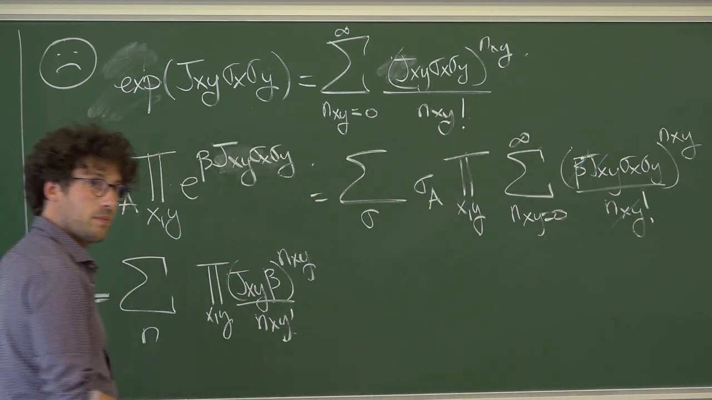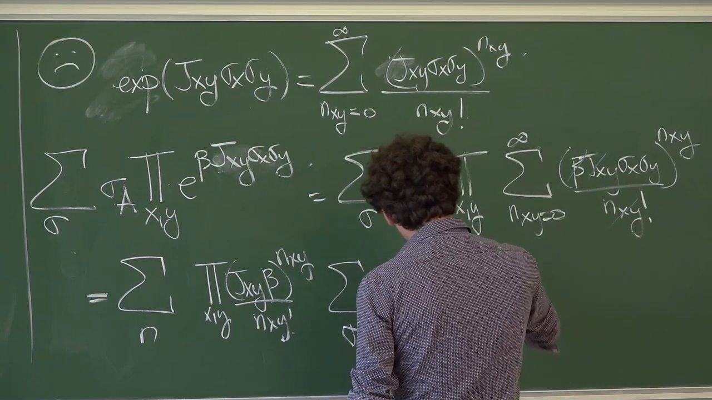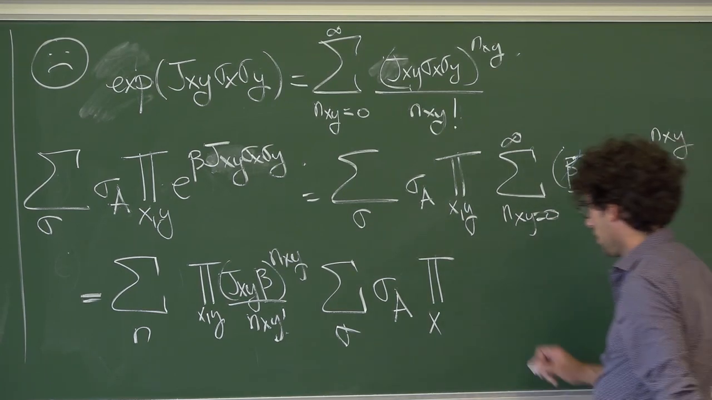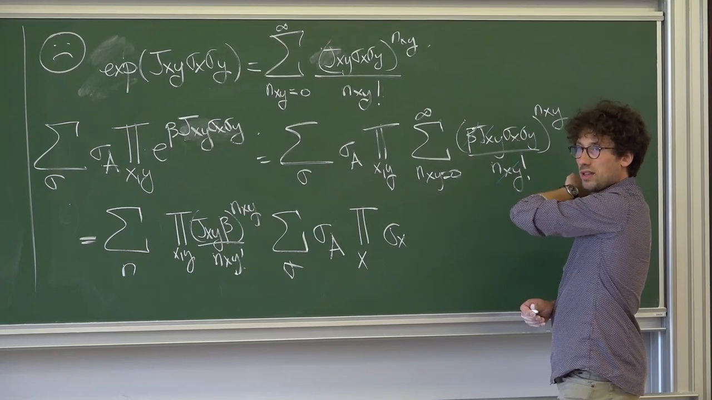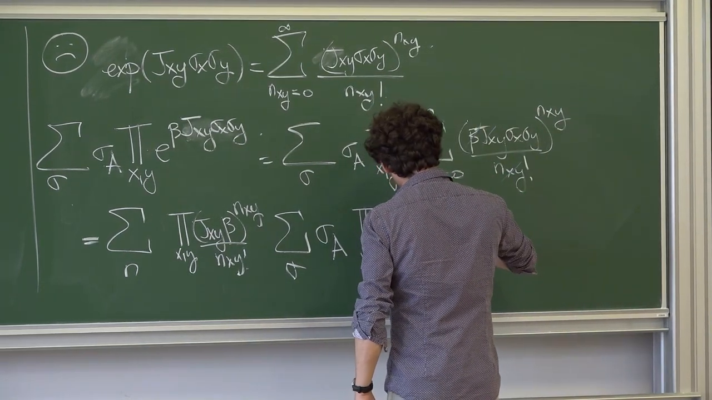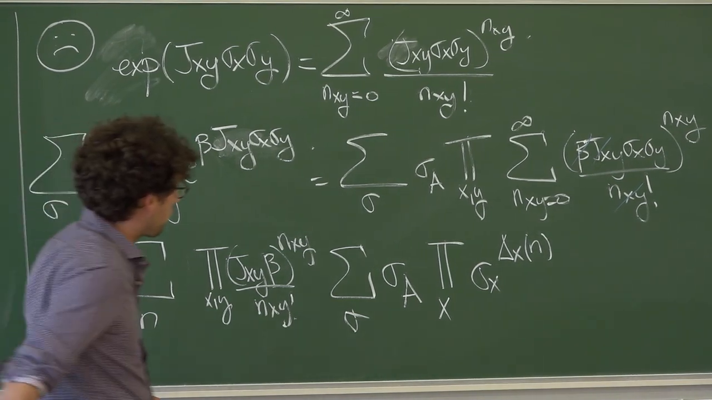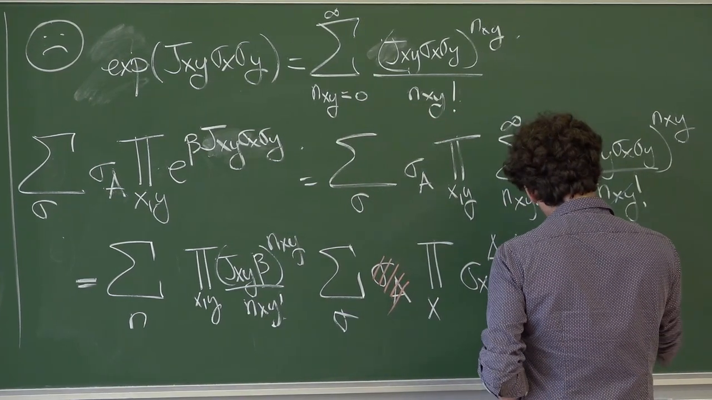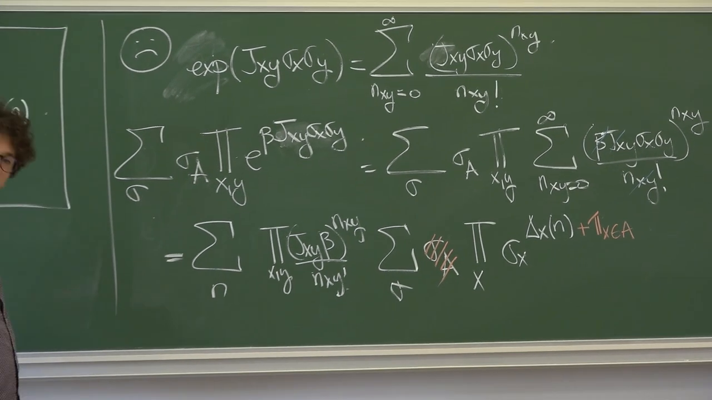And then I have terms that depend on sigma. So I have a sum over sigma. I have a sigma A. And I have a product of x. And let's see for each x how many times sigma x appears. Well, it appears for every pair xy. It appears nxy times. So I'm going to get delta x of n. That's exactly the number of times things appear. And maybe a smarter way of writing that is to say plus indicator function that x belongs to A. Just another way of putting it. Sigma A is a product of the sigma x for x in A, and I just put it like that. So now what is the observation?